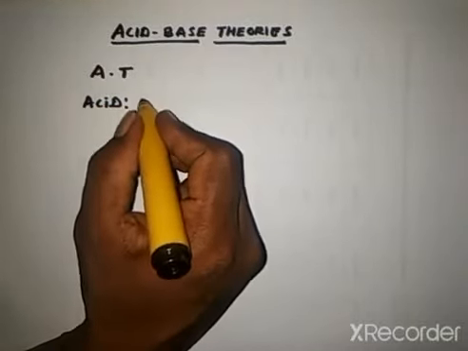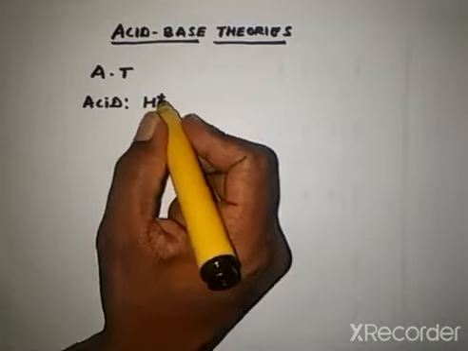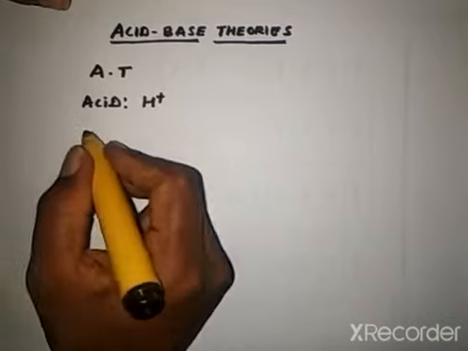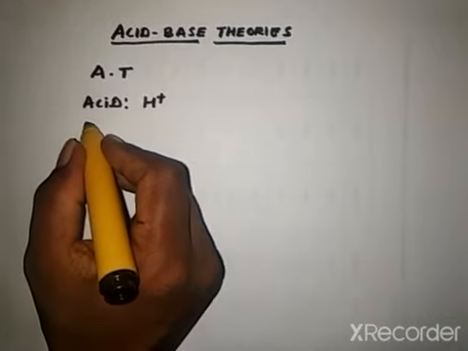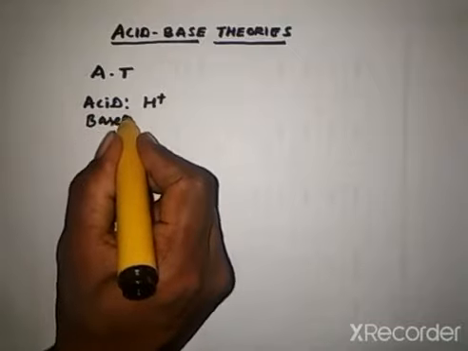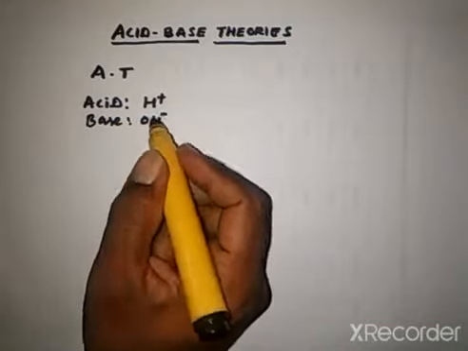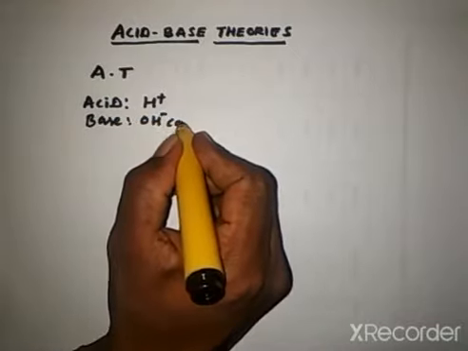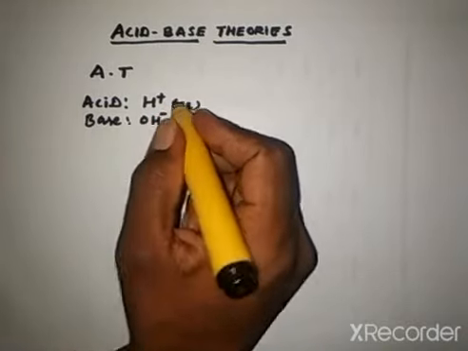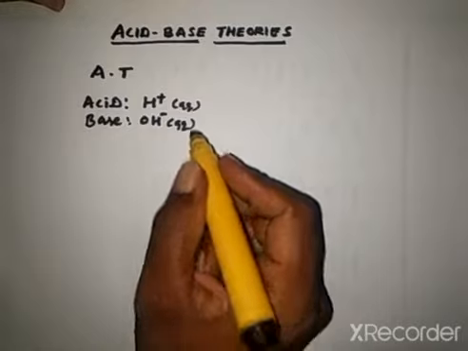According to Arrhenius theory, an acid is a substance that donates a proton or H plus ion in aqueous solution. If the substance donates a hydroxide ion in aqueous solution, then it is called a base.